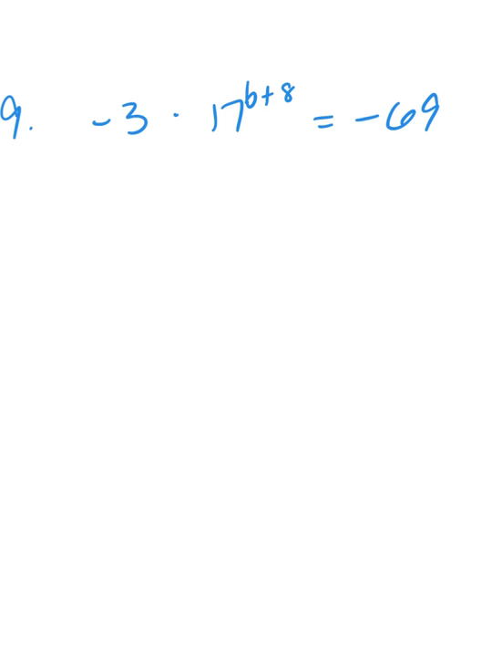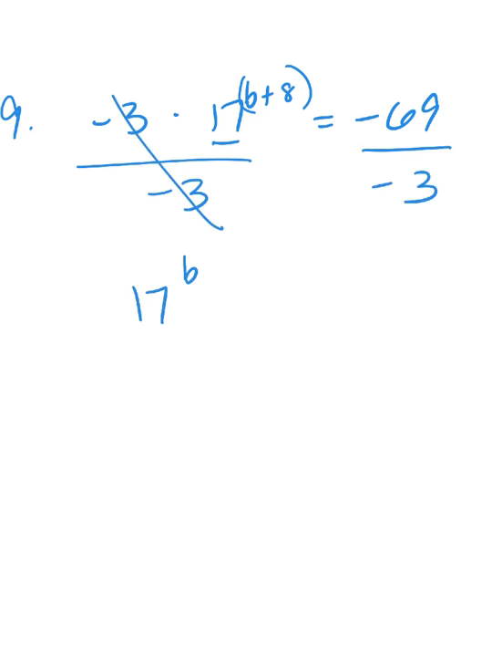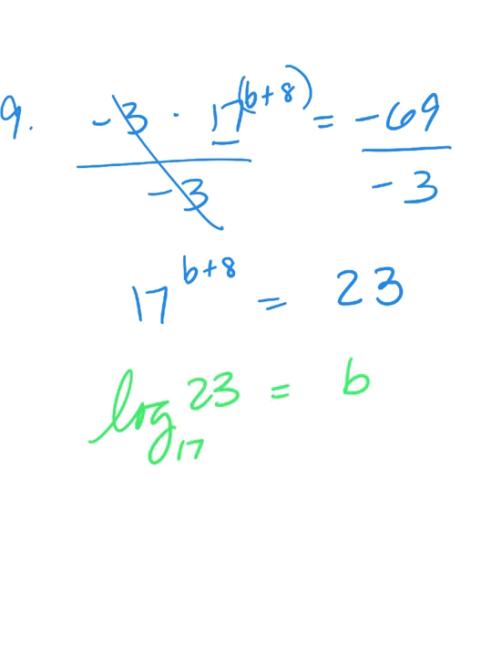Now on this one, the biggest mistake made is that you take -3 times 17 and multiply those. But this 17 has the exponent on it, not the -3. So you've got to get rid of the -3 by dividing both sides by -3. And they go away. So now you have 17 to the b plus 8 equals, and that's going to be 23, I believe. So now all your negatives resolve themselves. You've got the number to the exponent equals the answer. So we just change that to logarithms. And we do log base 17 of 23 equals b plus 8.